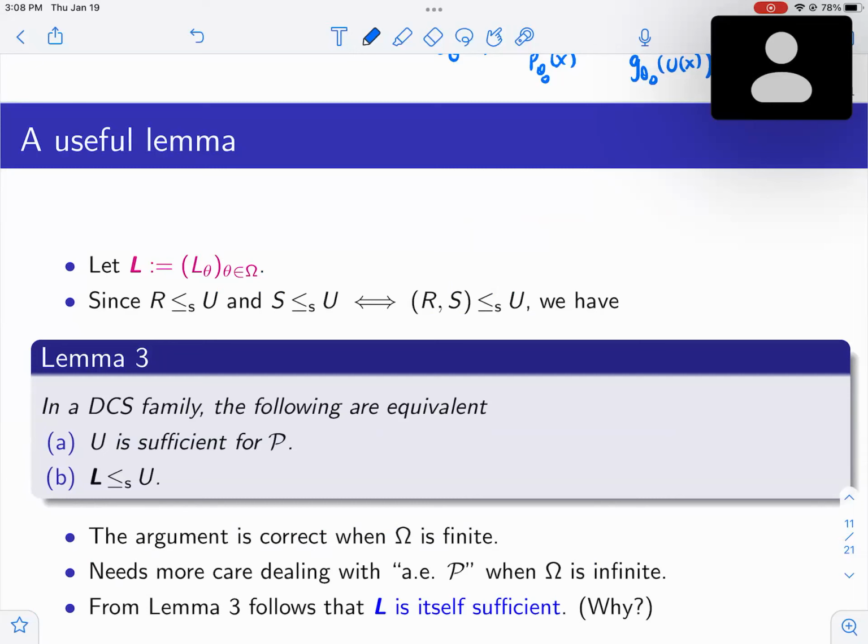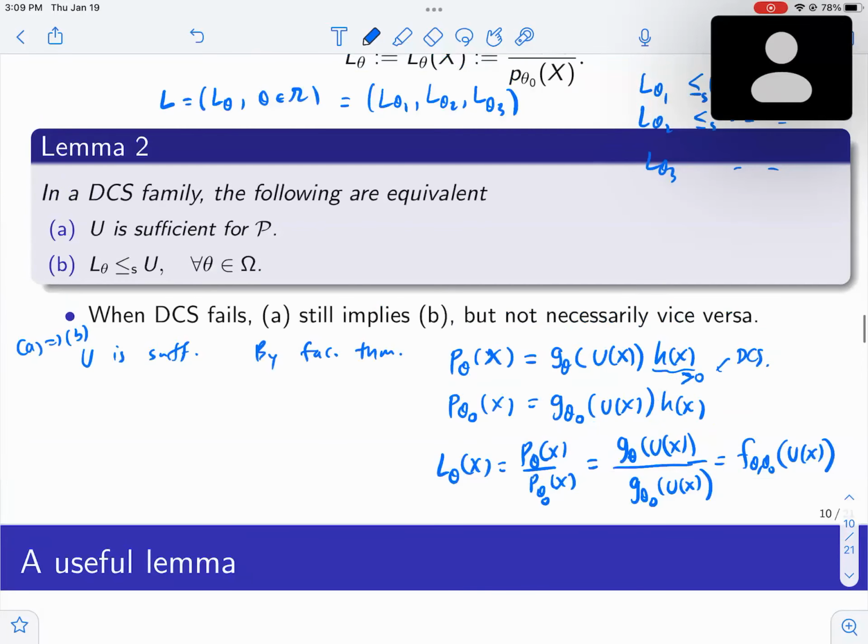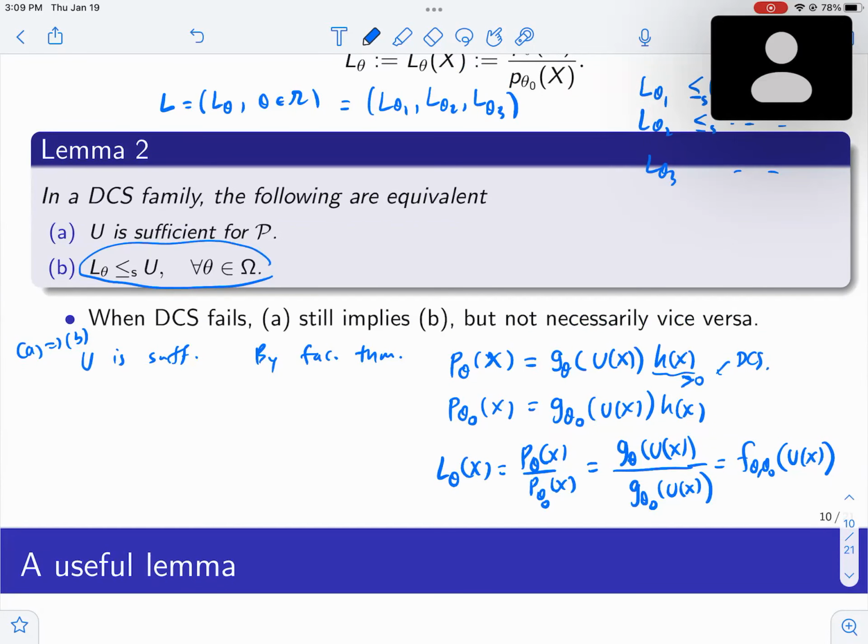That's the slide basically. We form this vector, or if you want, function, that contains all of these L thetas. If R is a function of U and S is a function of U, then R and S together is a function of U, which is the concatenation, and that's the little step that I did. From that, we conclude that this step I can replace with another way of saying it: this is equivalent to saying that this capital L is less than or equal to U.